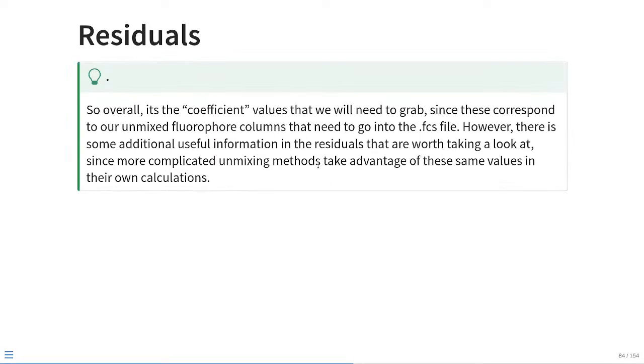Overall, it's the coefficient values that we will need to grab, because they correspond to the unmixed fluorophore columns that we want to place into our new unmixed FCS file. However, there's some additional useful information within the residuals that is worth taking a look at, since some of the newer, more complicated unmixing methods take advantage of these values when it comes time for their own calculations.